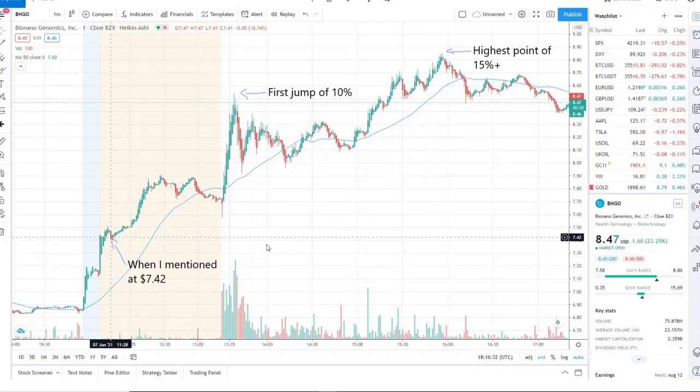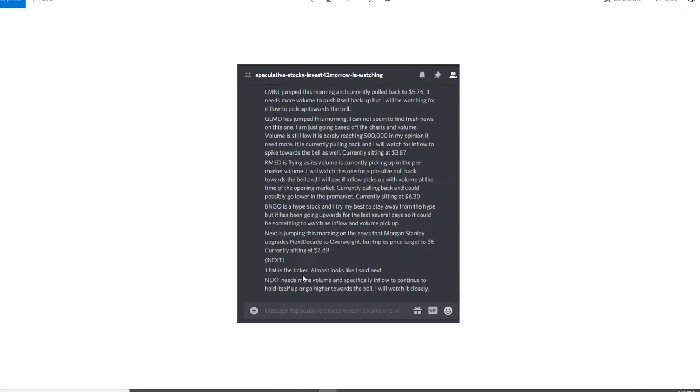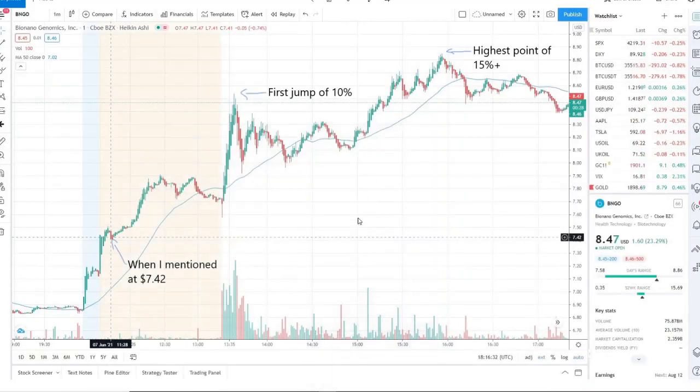Now another one was BNGO. I don't like hype stocks, but this hype stock was moving upwards for the last several days, so the momentum could have continued. Like I stated here, I try my best to stay away from hype, but it's been going upwards for the last several days, so it could be something to watch as inflow and volume picks up. Certainly volume and inflow picked up. We caught this one at 742 pretty early in the morning, jumped up, consolidated, shot up, giving a first jump of 10% plus and then a highest point of 15% plus on the day.